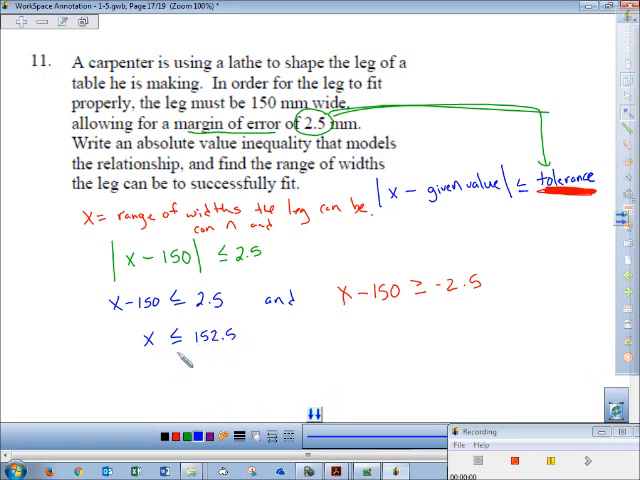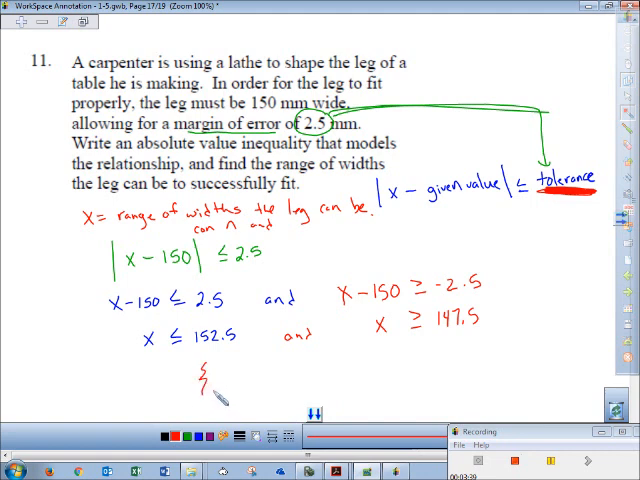152.5. And let's just talk about this for a second. It says the x, like the width of this table leg, has to be less than or equal to 152.5 millimeters. Then over here, when we solve this other guy, x, we add 150 to both sides. Negative 2.5 plus 150 would give us 147.5. It also says at the same time that this table leg right here has to be greater than or equal to 147.5. So let's put that in set notation.